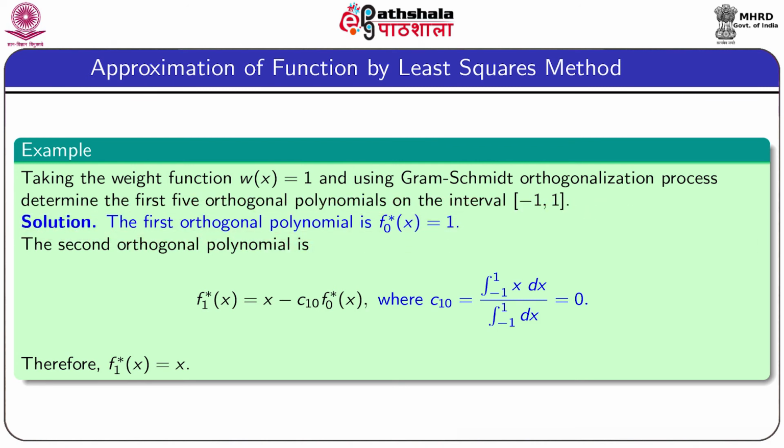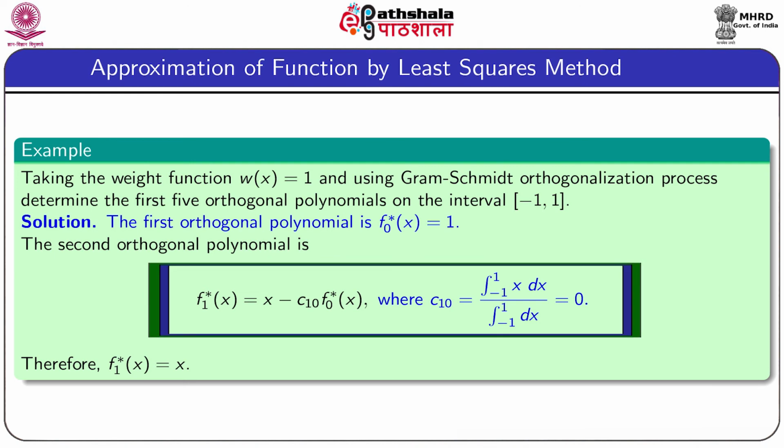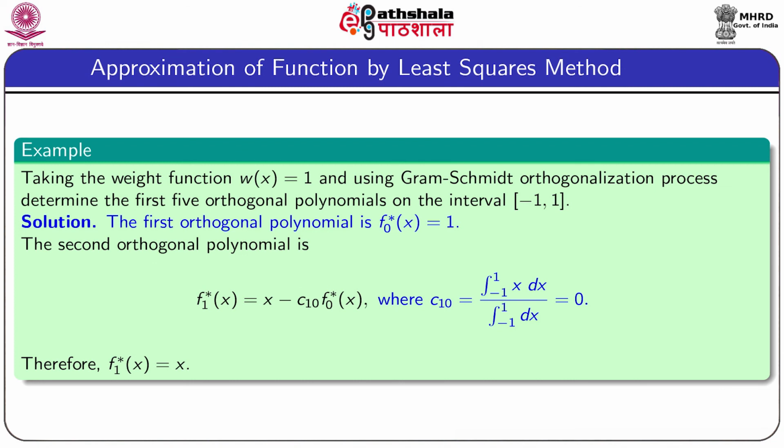The second orthogonal polynomial is f1 star x equal to x minus c10 f0 star x, where c10 equal to integration minus 1 to 1 x dx whole divided by integration minus 1 to 1 dx, which is equal to 0 because the integrand in the numerator is an odd function. So, its integration is 0. Thus, f1 star x equal to x, because c10 is 0, only the first term remains.